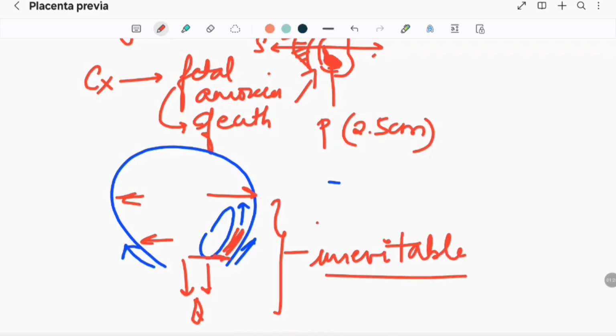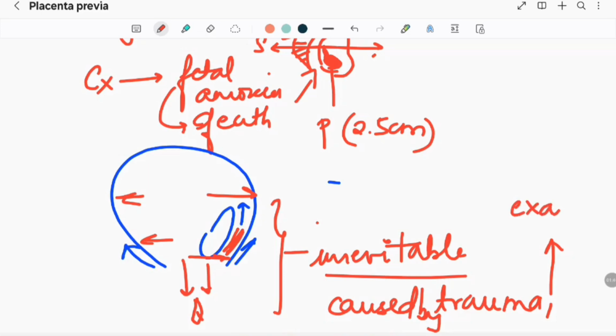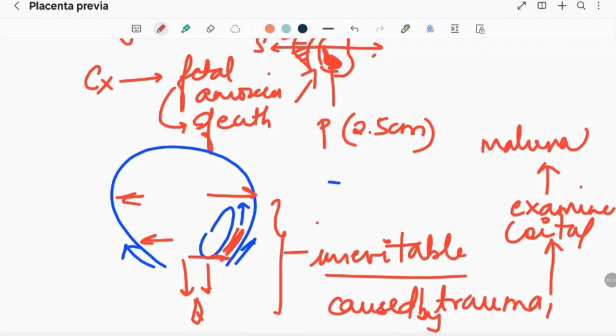Inevitable bleeding. Okay. However, the separation of the placenta can also be evoked by trauma caused when there is a vaginal examination or coital act, and external version or during high rupture of the membranes. The blood is almost always maternal, although fetal blood may escape from the torn villi when the placenta is separated during trauma.